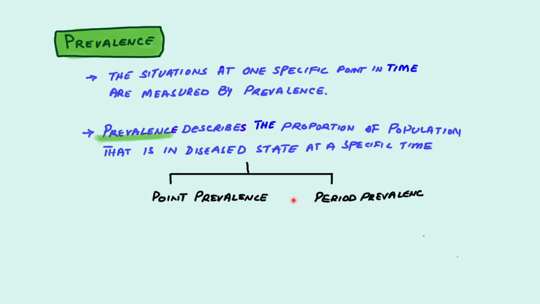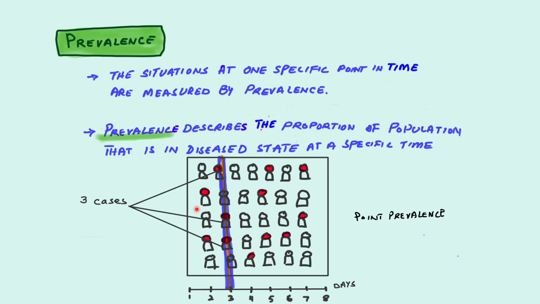Now let's look at an example of point prevalence. Here we have a population observed over several points in time, represented by different days. Let's say we choose day 3 as our specific point in time. We then count the number of people who are sick on day 3. In this example, the number of sick individuals is 1, 2, and 3. So there are 3 diseased individuals.